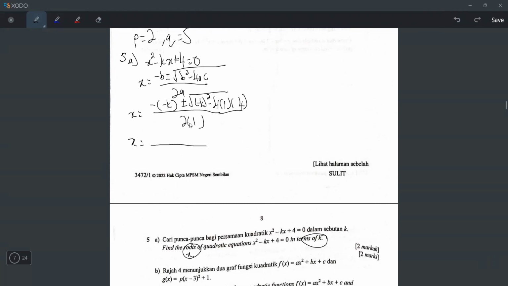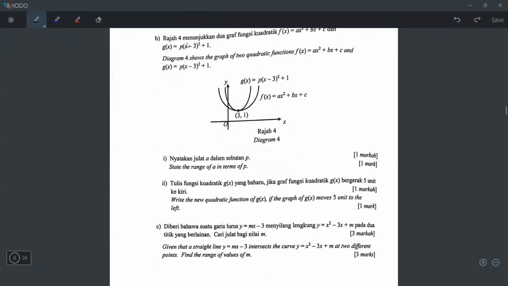So can you see it's already in terms of k? 2 times 1 is 2, negative negative is just k, plus minus square root of k squared, negative k squared is positive k squared, 4 times 4 is 16 with a negative. So yeah, that's the answer, right? That's how you do it. So hope you understand. Okay, what about question B?